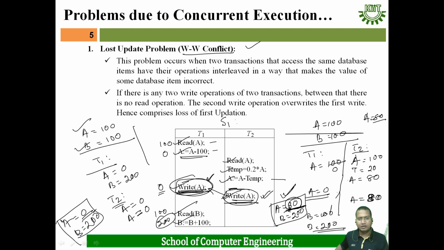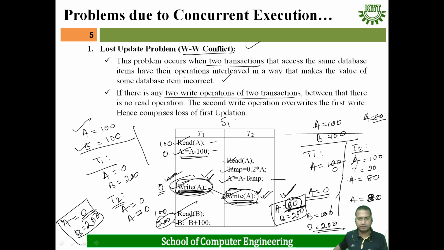That means the value written by transaction T1's write operation got lost due to the write operation of transaction T2. This is a write-write conflict. This problem occurs when two transactions that access the same database item have their operations interleaved in a way that makes the value of some database item incorrect.